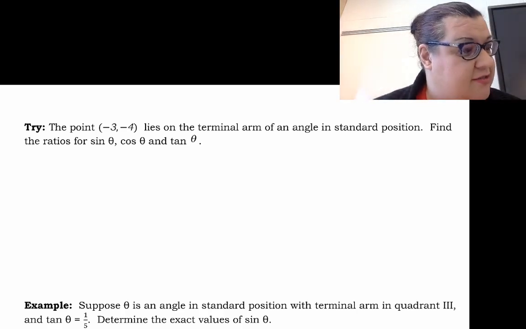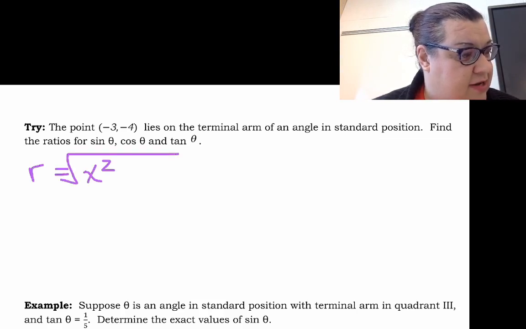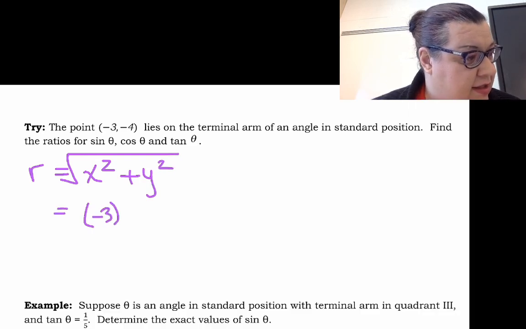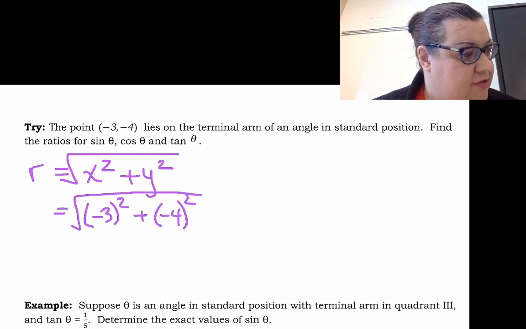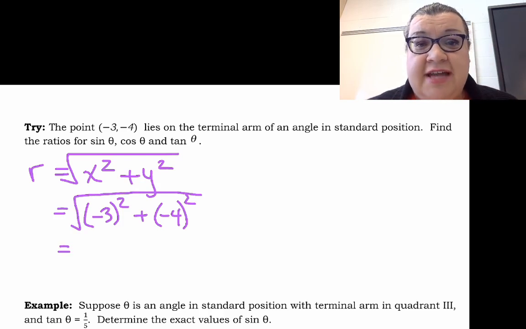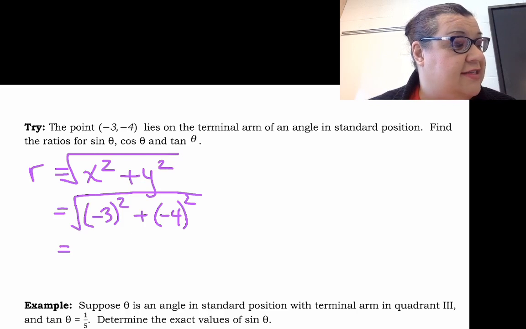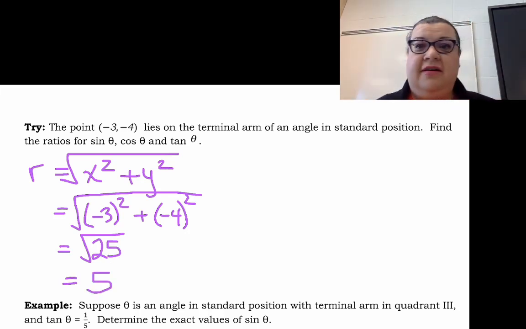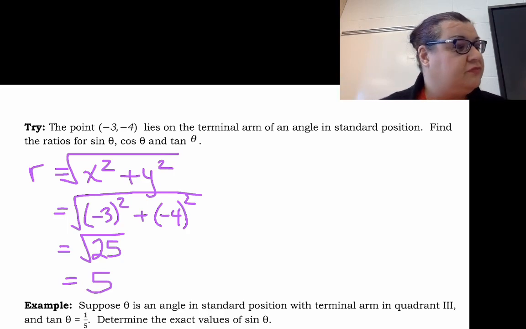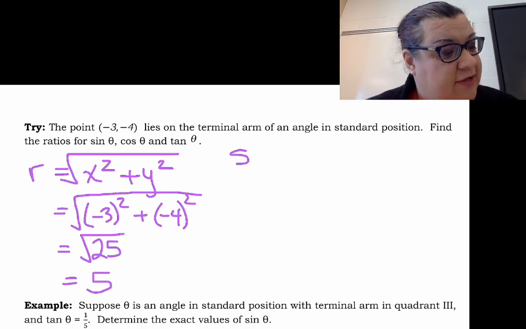So we've already reviewed how to do that. So r is equal to the square root of x squared plus y squared. So in this question, x is negative 3 and y is negative 4. So we're going to square those and take the square root. So negative 3 squared is, of course, 9. Negative 4 squared is 16. 9 and 16 are 25. And that means that our r is actually 5. Perfect.